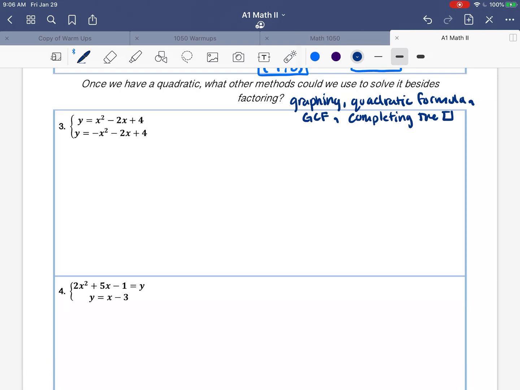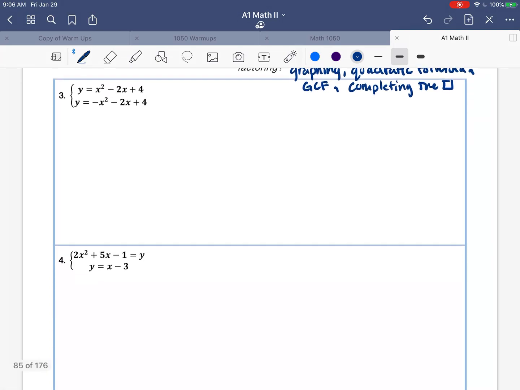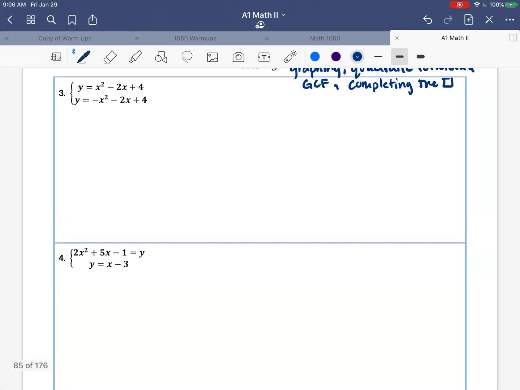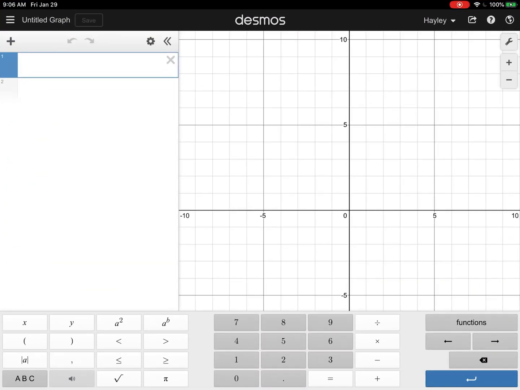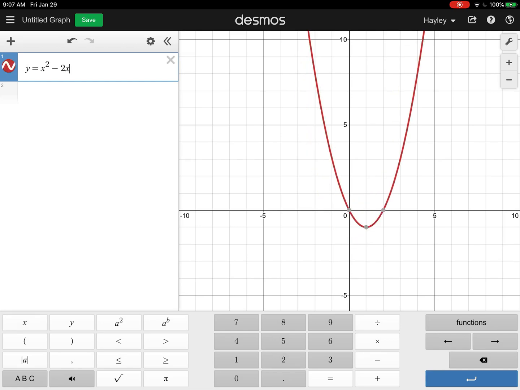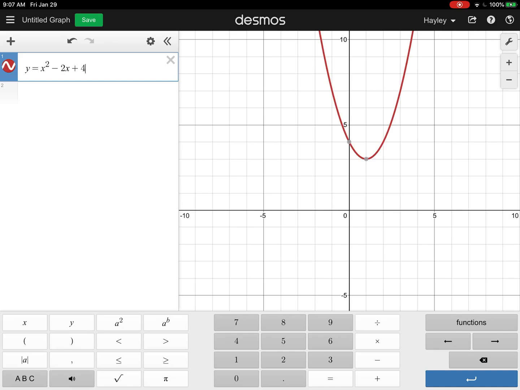So you can do this on a graphing calculator or on Desmos. I will do it on Desmos because it's more user-friendly, but doing it on a graphing calculator is perfectly reasonable as well. So I'm going to switch over to Desmos really quickly. I will come back here to write the solutions that we find, but we're going to switch to Desmos, and then I'm going to just type in both of our equations separately. So the first one was y equals x squared minus 2x plus 4.